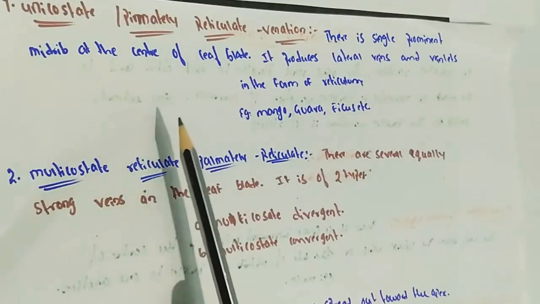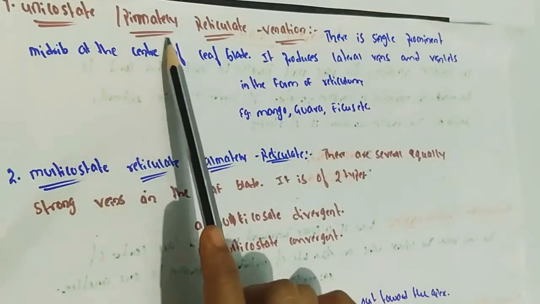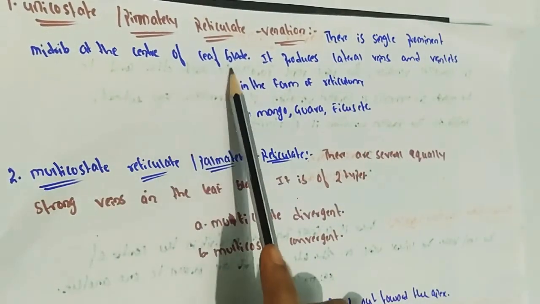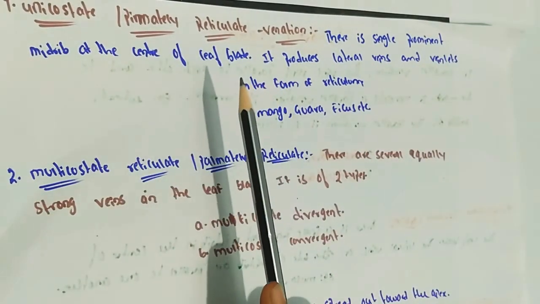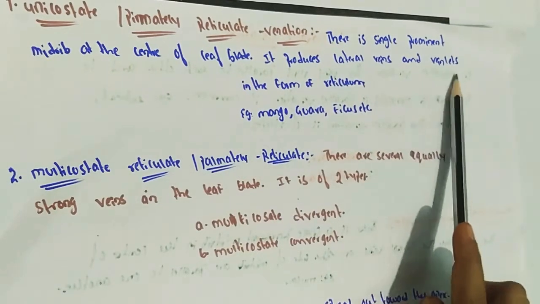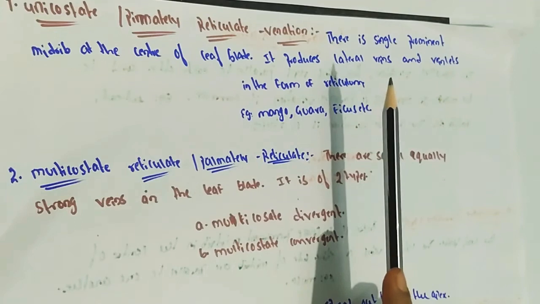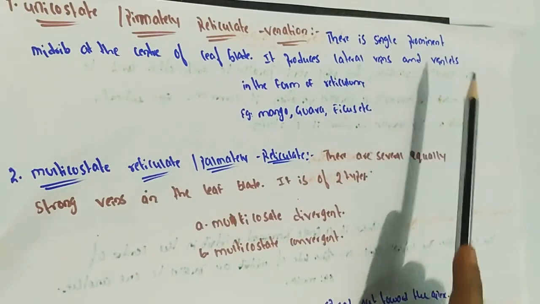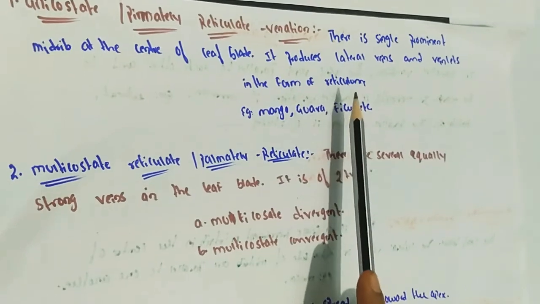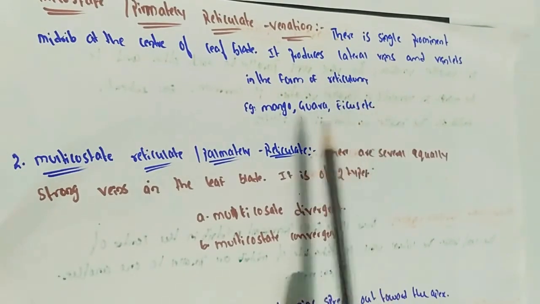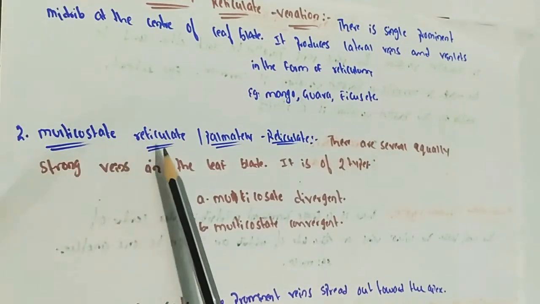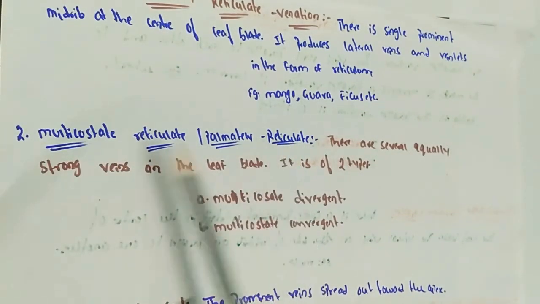The first type of reticulate venation is unicostate or pinnately reticulate venation. There is a single prominent midrib at the center of the leaf blade. It produces lateral veins and veinlets, meaning secondary or smaller veins, in the form of a network. The veins are branched to one another. Example, mango, guava, ficus.